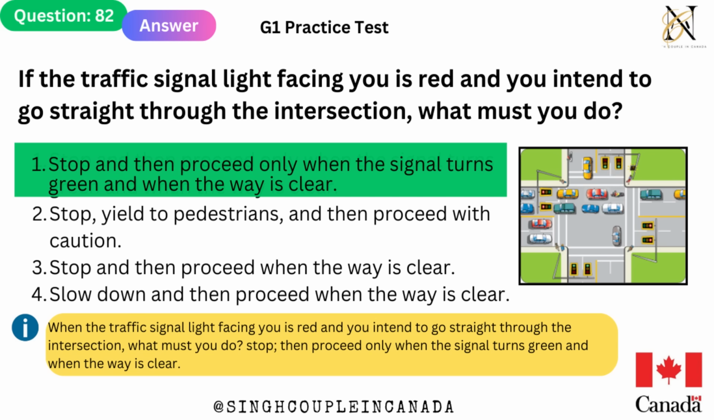When the traffic signal light facing you is red and you intend to go straight through the intersection, what must you do? Stop, then proceed only when the signal turns green and when the way is clear.